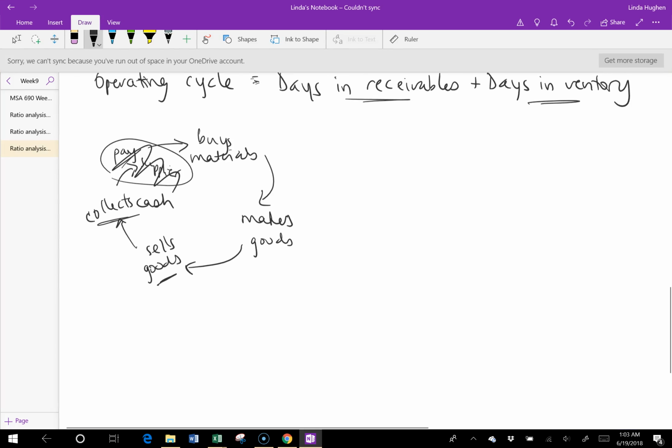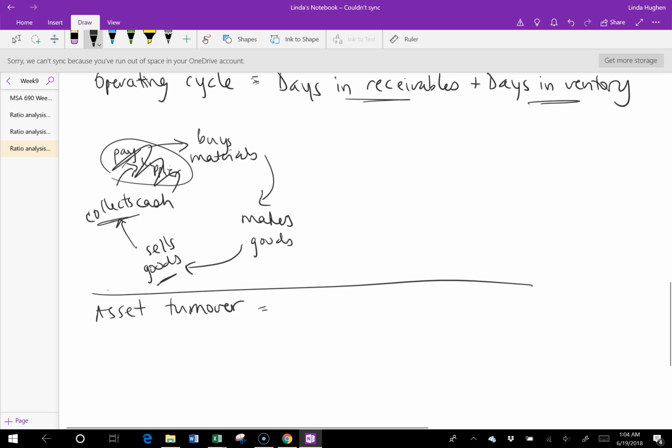Our last measure of efficiency or activity is the asset turnover. I talked about this briefly in the profitability section two weeks ago, because we broke down return on assets into net profit margin and asset turnover. But every time we're looking at a turnover, we're looking at efficiency or activity. So it's worth mentioning here.